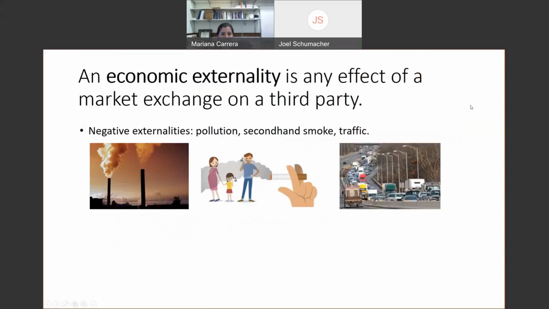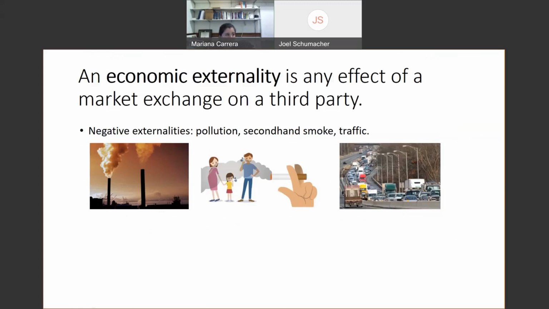Okay, so to get started, an economic externality is any effect of a market exchange on a third party. In a market exchange, there's typically a buyer and a seller, but when the transfer of something that someone is buying has an impact on somebody else who was not a party to that decision, we have an externality issue.